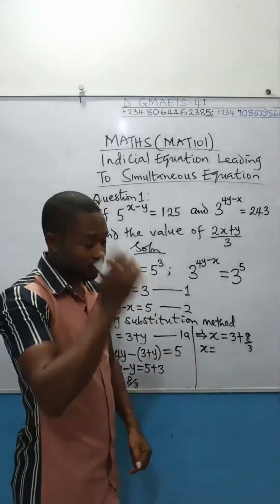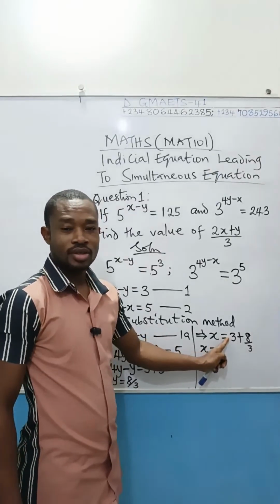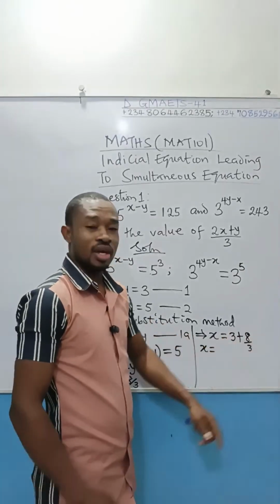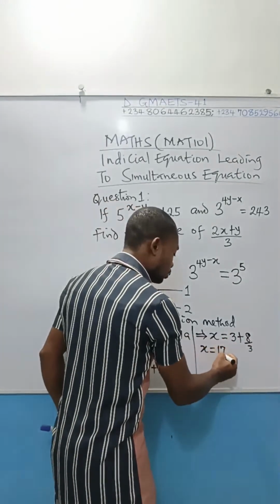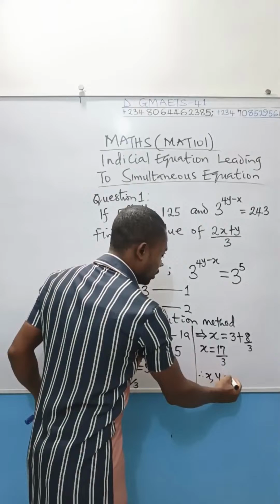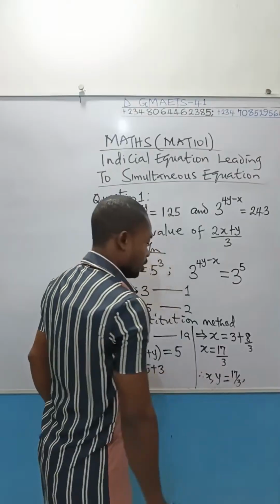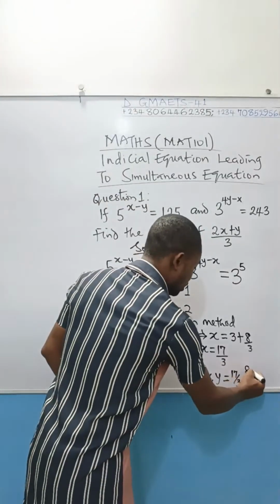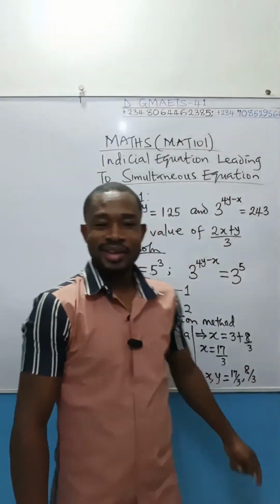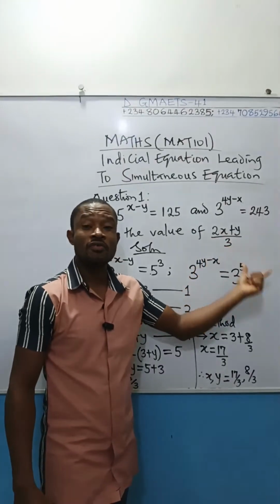Work out the LCM. The fastest way of solving this is using this denominator to multiply this whole number. 3 times 3 is going to give you 9. Add it to 8, you get 17. Divide everything by 3. Therefore, the value of x is 17 over 3, and the value of y is 8 over 3. We have obtained the value of x and y. But remember, in this question, you are asked to evaluate, find the value of 2x plus y over 3.